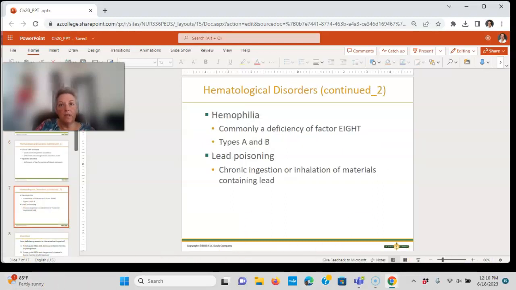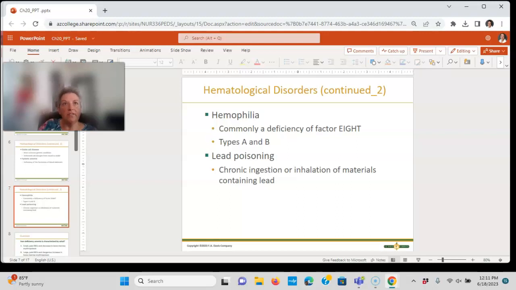Hemophilia is a deficiency in factor VIII and types A and B. So the defective factor is unable to do its job in the clotting cascade, so the cascade is halted and the fibrin clot is unable to form, leading to uncontrolled bleeding when injury occurs. Hemophilia A and B are inherited as an X-linked recessive trait, which affects males. Females are carriers but don't have the disease.